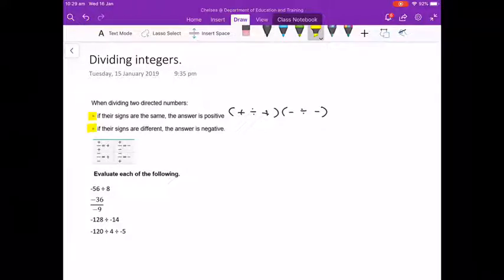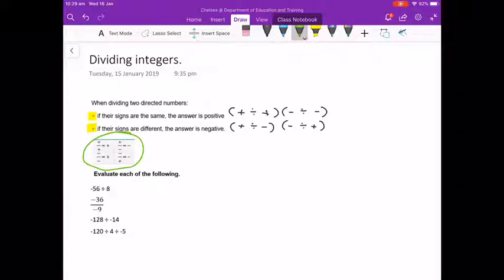But when the symbols are different, the answer is negative. For example, a positive divided by a negative would be a negative, and a negative divided by a positive would be a negative, which is quite similar to when we multiply integers. So let's go through some questions.